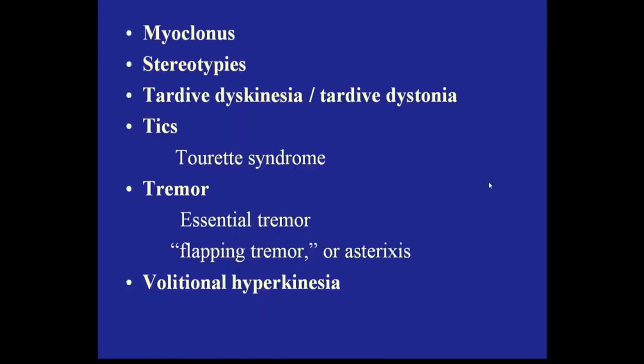Ballismus on the picture. What are other types of hyperkinesis? Myoclonus, stereotypies, tardive dyskinesia, tardive dystonia, tics, Tourette syndrome, tremor, volitional hyperkinesia, and other types of hyperkinesis may be present, not often. All these types of hyperkinesis are rare, but you are to know the names of these types of hyperkinesis which we can have in case of striatum syndrome.